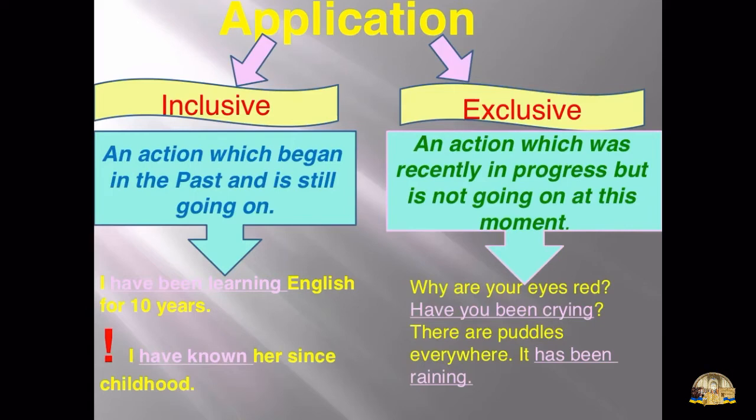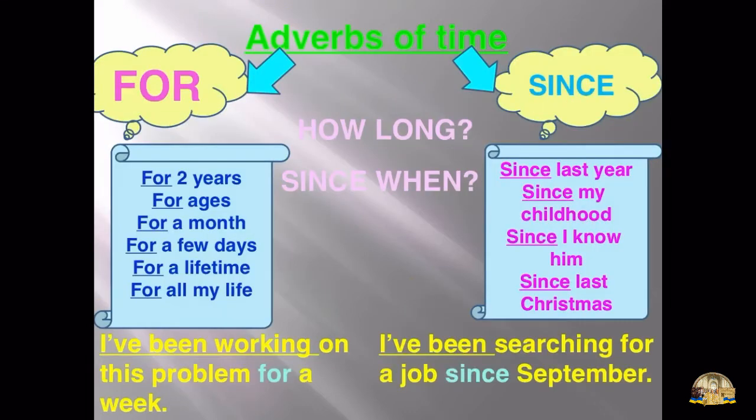Or there are puddles everywhere. It has been raining. So the puddles are the result of a long action. It has been raining. Adverbs of time. Adverbs of time are the key words, the words that may help you to understand that it is the present perfect continuous.